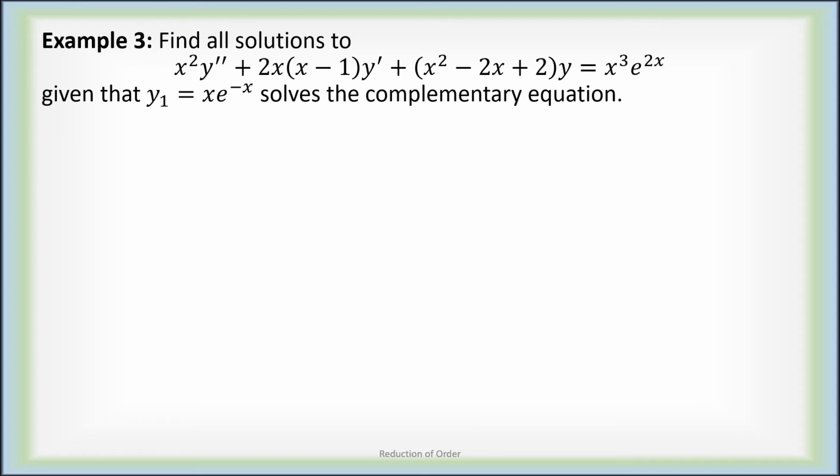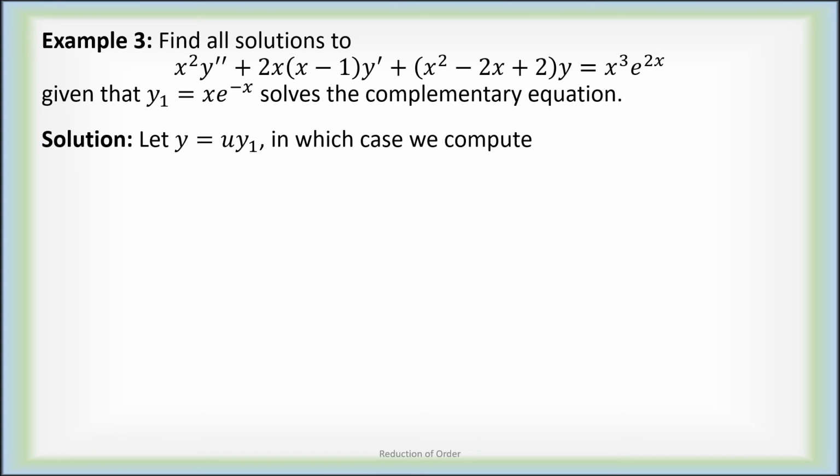A third example: let's find all possible solutions to x squared y double prime plus 2x times x minus 1 y prime plus x squared minus 2x plus 2 y equals x cubed e to the 2x, given that y1 being x e to the minus x does solve the complementary equation. We're not going to bother checking it, but we are given that x e to the x would solve x squared y double prime plus 2x x minus 1 y prime plus x squared minus 2x plus 2 y equals 0.